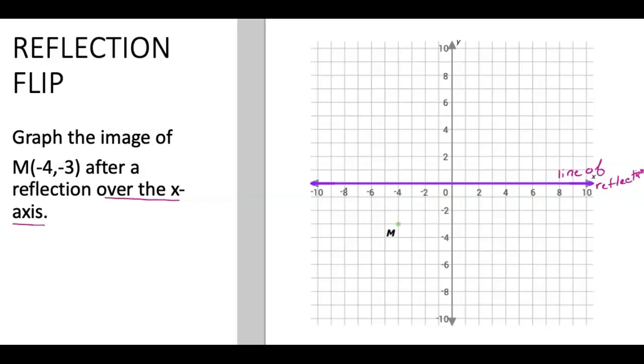So here's M. From my line of reflection, I see that M is 1, 2, 3 units away, which means M is going to go to the other side. It's going to go across the line of reflection the exact same distance, with equidistance, 1, 2, 3. So this would be my new M. Remember, our new coordinates use the little apostrophe, meaning prime. So my pre-image and my new image, and I've reflected it over the x-axis, or the line of reflection. Every coordinate has to be equidistant from that line of reflection.